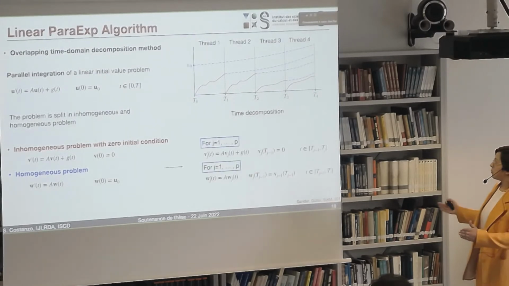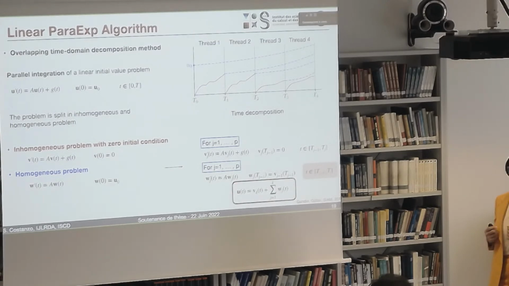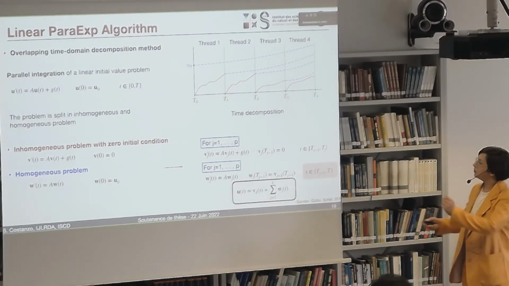When we split it on different processors, we can see then that the inhomogeneous is solved by one core on its own time partition, while the homogeneous is solved from the first here up until the end. At the end, the final solution is going to be the composition of the different solutions.